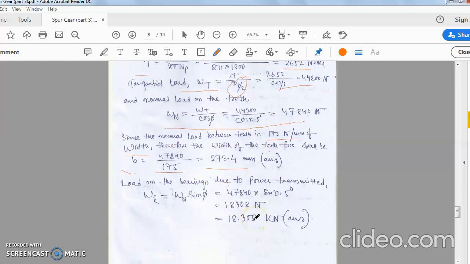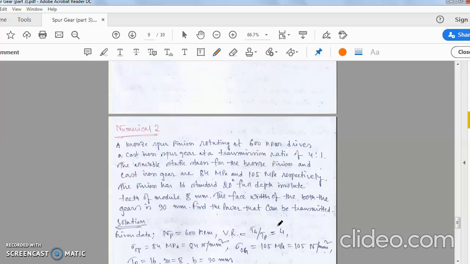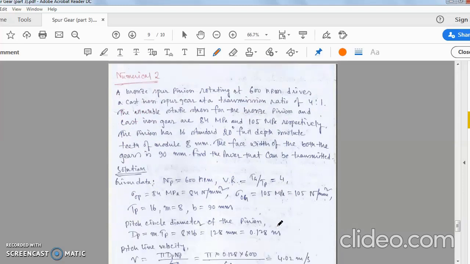And what will be the load? The bearing load is actually the radial load. So the radial load we know, WR equal to WN sin phi. Put all those values, we get the value of WR. So this is the first type of numerical, and another type of numerical I have already given you.